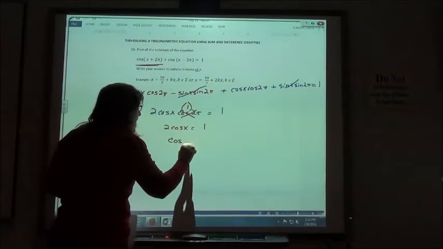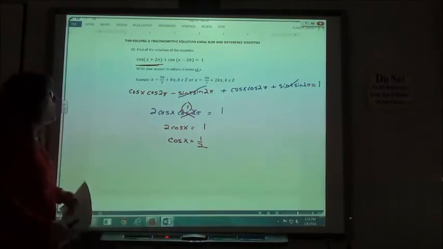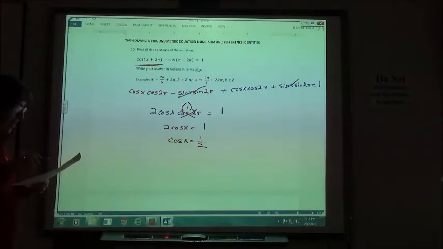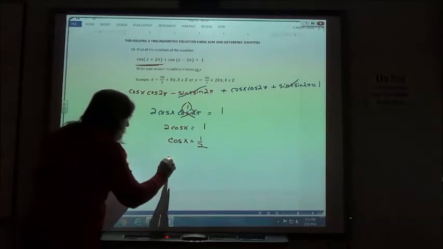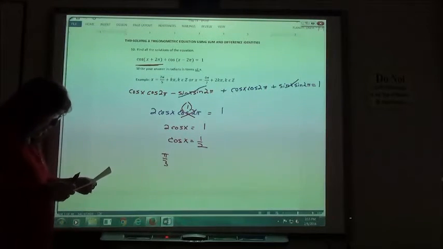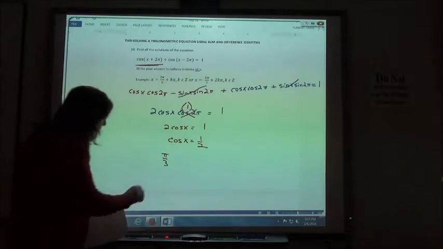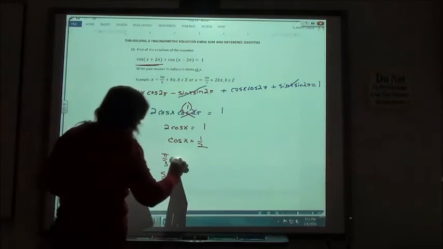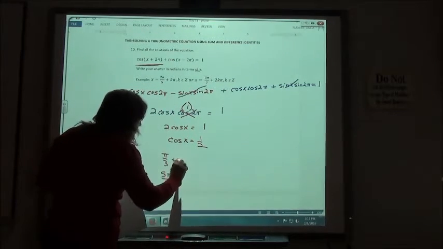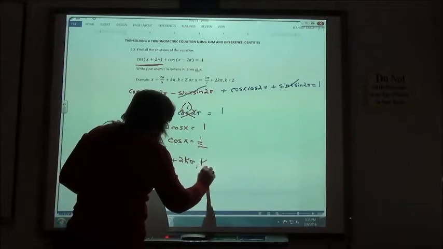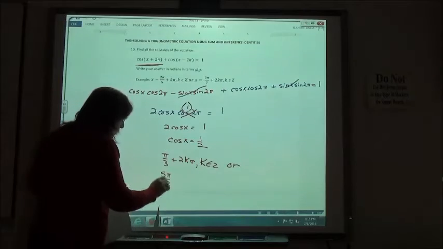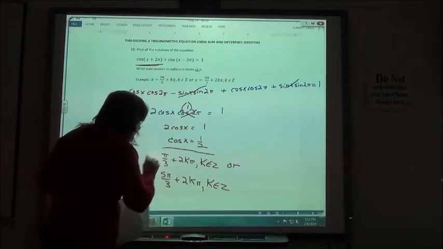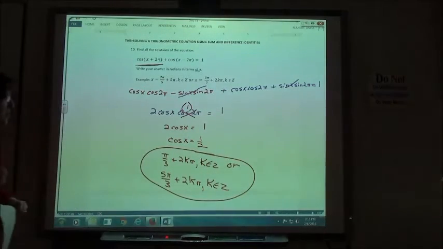Solving that, cosine of x equals 1/2. We are going to do it with that weird notation that we have up here with the 2k pi, since it's the cosine. If I look for 1/2, we have pi over 3. And if I keep looking for 1/2, I have 5 pi over 3. So we're going to have pi over 3 plus 2k pi, with k being an element of z, or 5 pi over 3 plus 2k pi, with k being an element of z. And those would be our solutions.